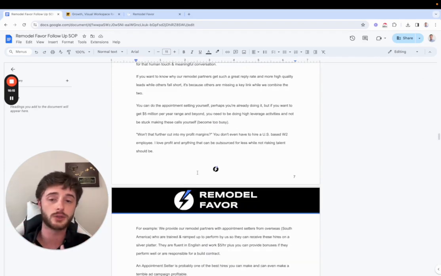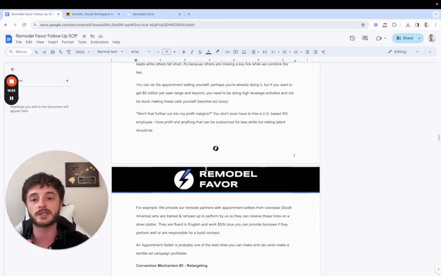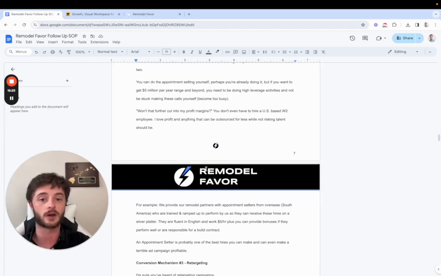Now, if we combine the two, that just increases the efficiency of the marketing as a whole. So you can do the appointment setting yourself, and perhaps you're already doing it. But if you want to get to 5 million per year and beyond, you need to be doing higher leverage activities and not be stuck making these calls yourself. Because number one, you become too busy. And number two is, if you want to make $5 million per year, you can't be stuck working on tasks that are anywhere from $5 per hour to $15 per hour.